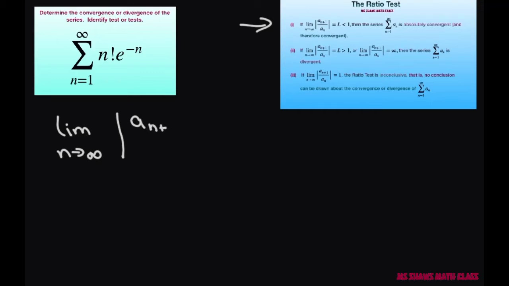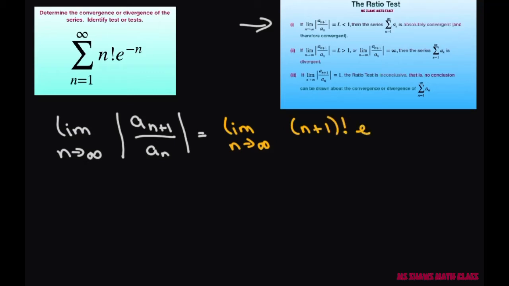sub n plus 1 divided by a sub n. So that's going to give you the limit as n approaches infinity of (n plus 1) factorial times e to the power of negative (n plus 1), divided by a sub n, which is just n factorial times e to the power of negative n. Now let's simplify this a little bit.